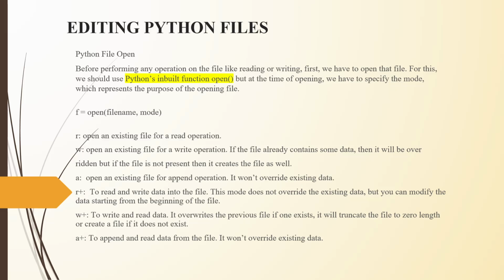'w+' is write and read mode. Purpose: opens a file for both writing and reading. Behavior: if the file already exists, it will be truncated to zero length, effectively deleting existing data. If the file does not exist, it will be created.